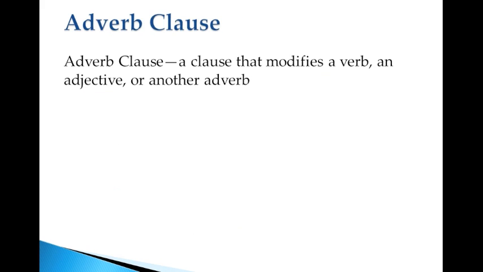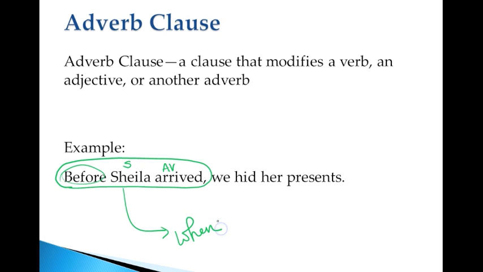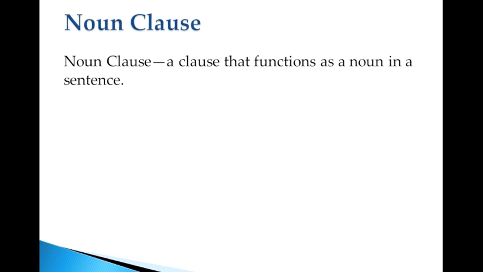The adverb clause. An adverb clause is a clause that modifies a verb, an adjective, or another adverb. In this example, the main clause is, we hid her presents. You can see it stands alone. Here's my adverb clause, and it's like those intro adverb clauses in the comma rule that you put a comma after. Here's my subject and here's my verb, and it has a signal word, and we'll talk about those later. And it's answering the classic adverb question of when. When did we hide the presents? So adverb clauses function like adverbs.